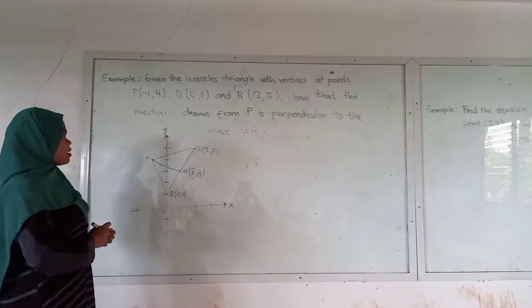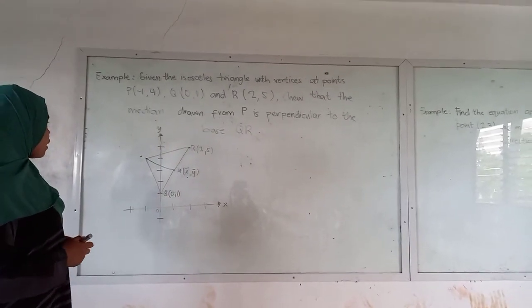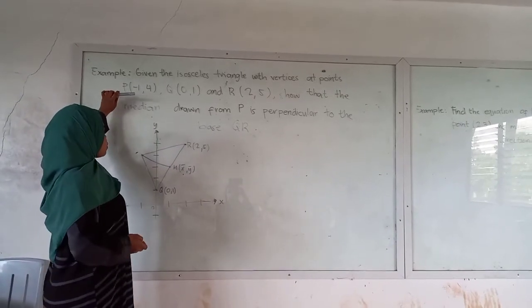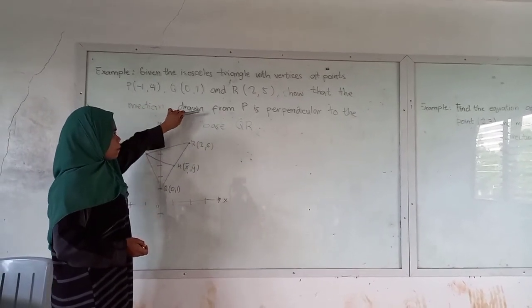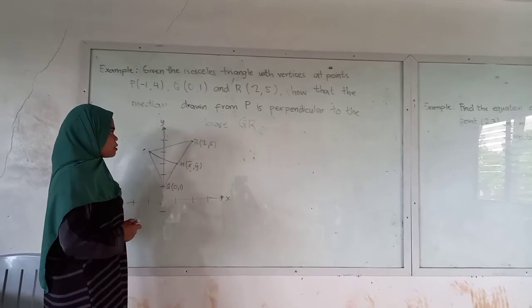Okay, given the isosceles triangle with vertices at points P, Q, R, show that the median drawn from P is perpendicular to the base QR.